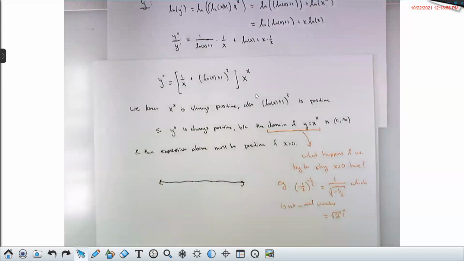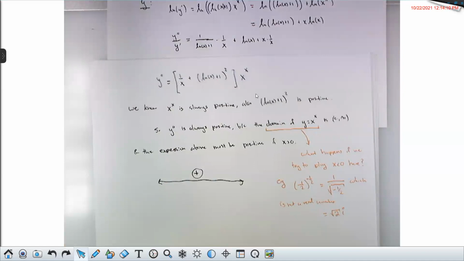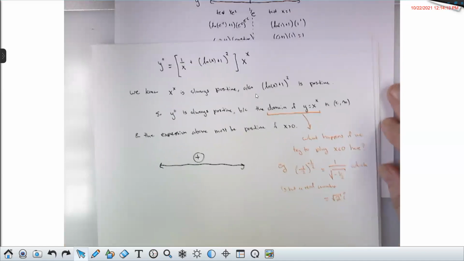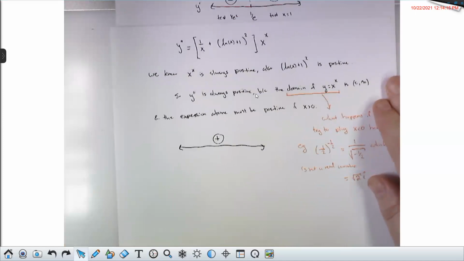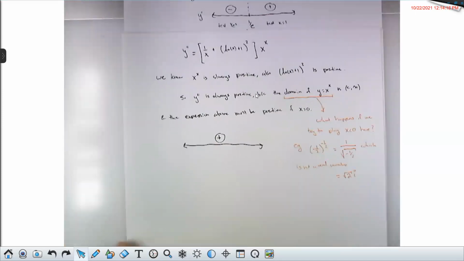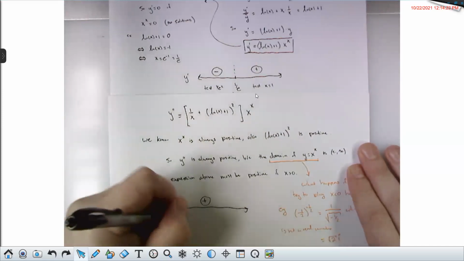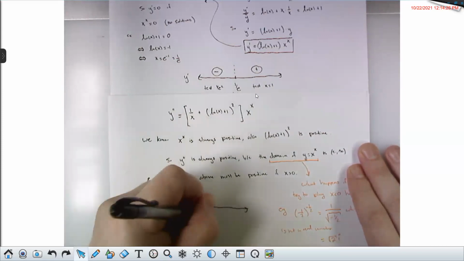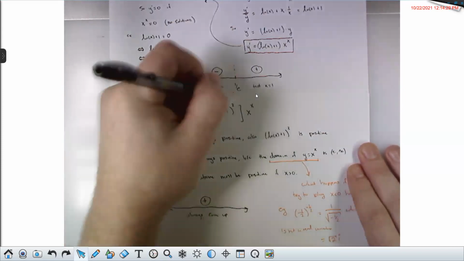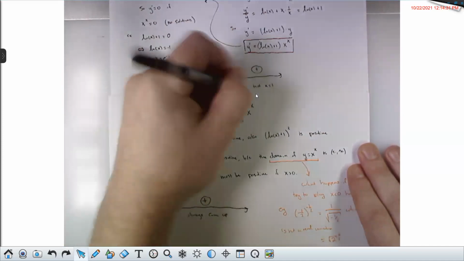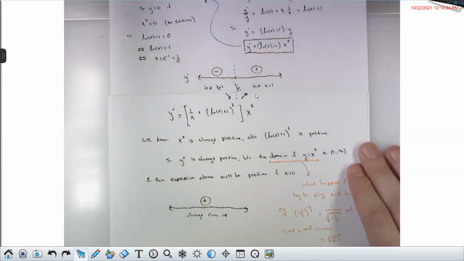There are no numbers to plot here because there are no places where this is 0 or undefined that are in the domain. So this guy is always positive, so we're always concave up. So we have here our number lines for the first and second derivative. And always concave up. And this tells me that to the left of 1 over e, I'm decreasing. To the right of 1 over e, I'm increasing.